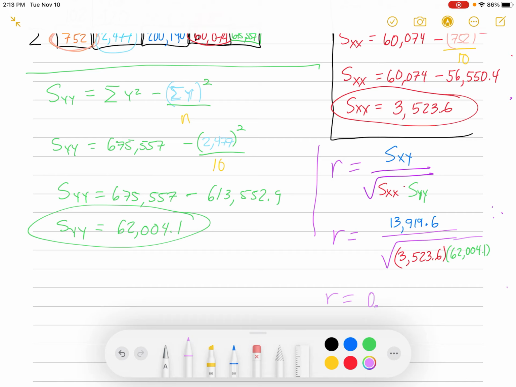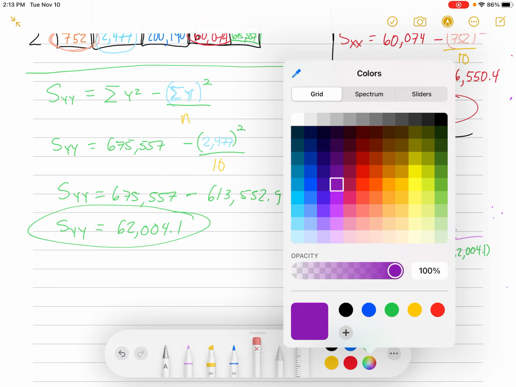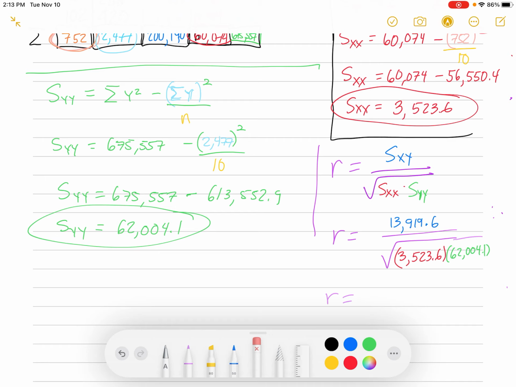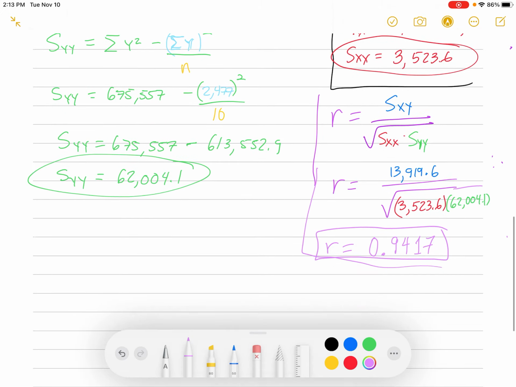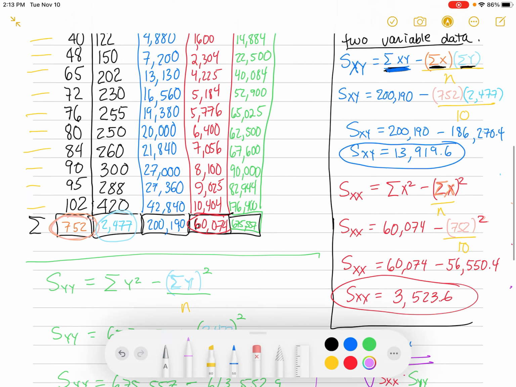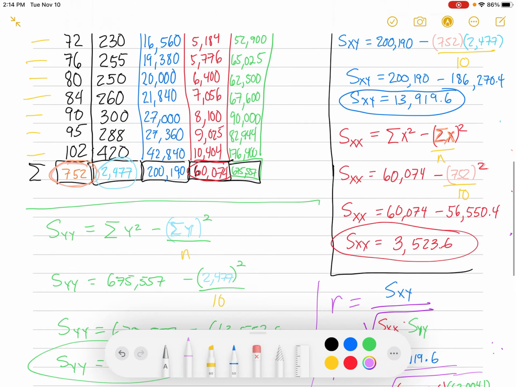So I get an R of 0.9417. I'm going to take it to 4 decimal places. I didn't write too well, did it? Let me write it a little more clearly. A darker purple, maybe. 0.9417. I'm going to use 4 decimal places for my correlation coefficient. Okay, all that work. Wow, how much time did that take? A lot of time to do a correlation coefficient. So we calculated the correlation coefficient.